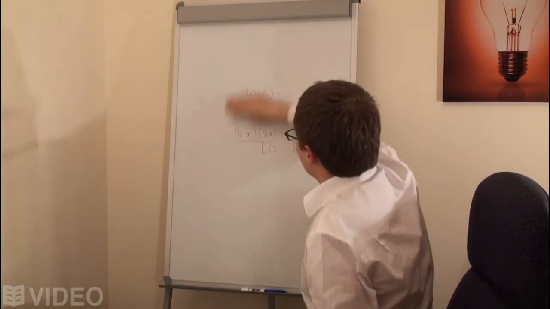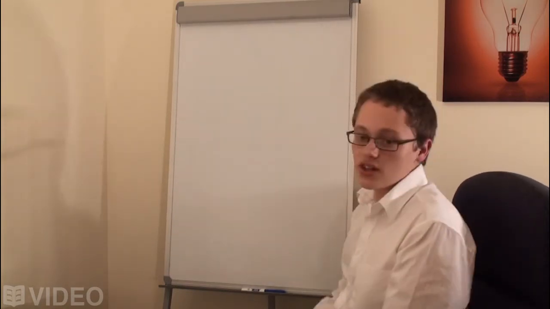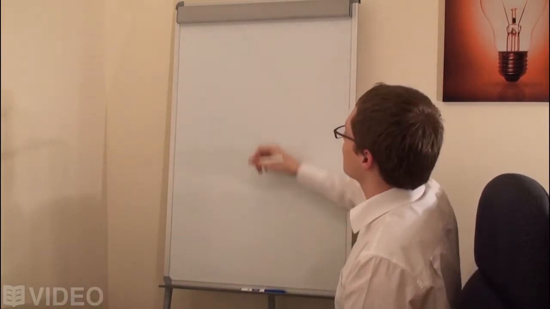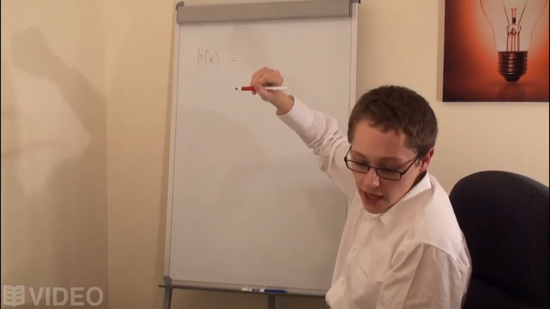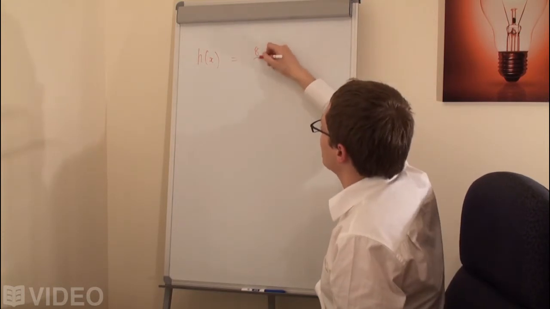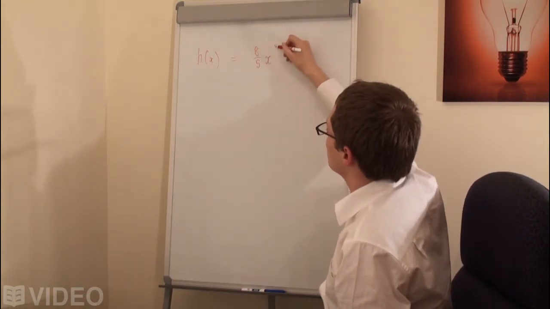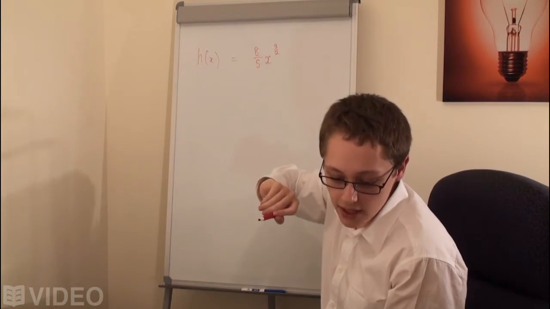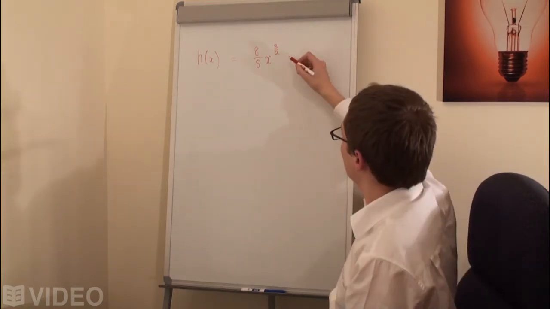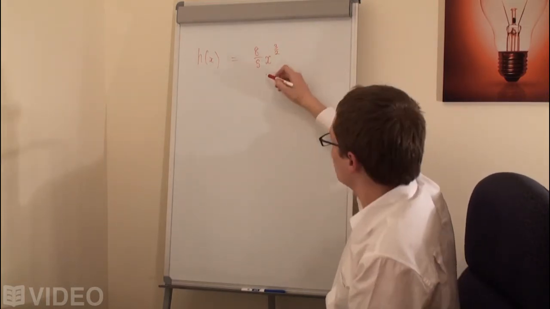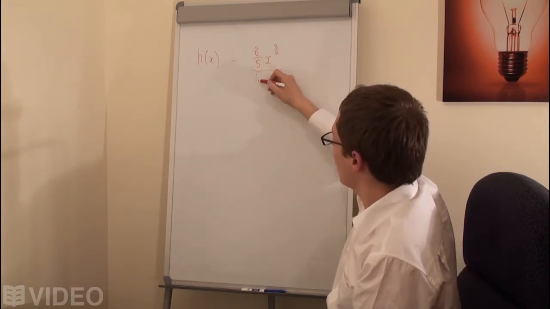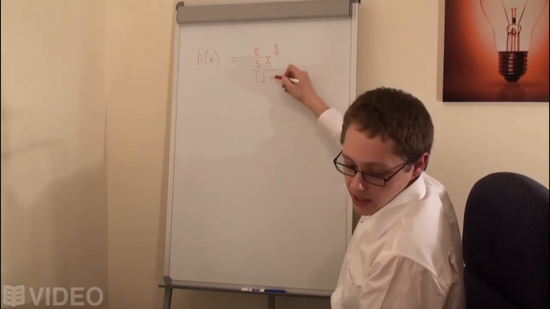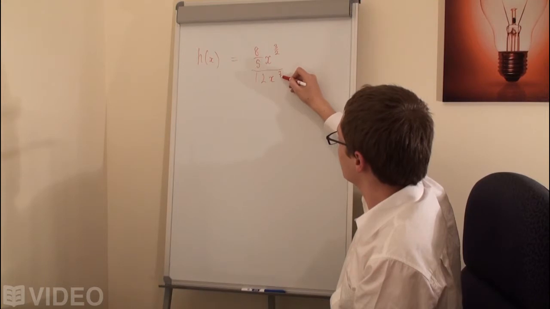Okay. So I'll just clean off the board so I have a bit of space. And let's say that h of x is equal to 8/5 of x to the power of 3 on 2, over, and I'll probably go, 1.2 x to the 3/5.